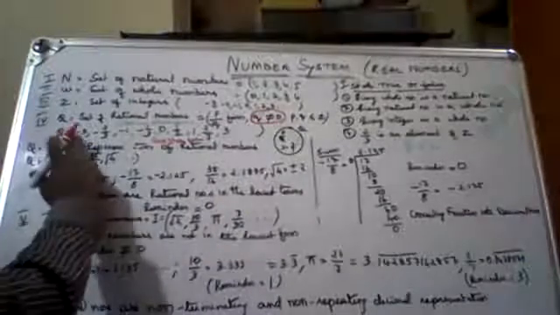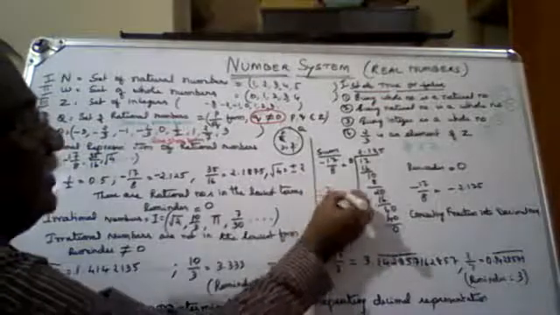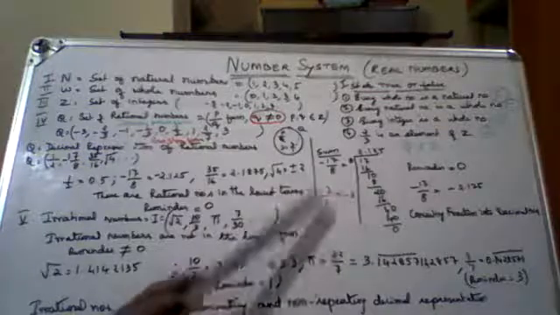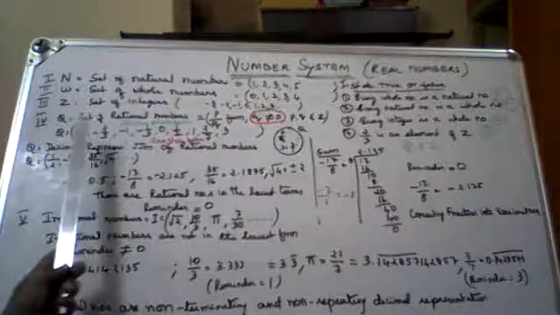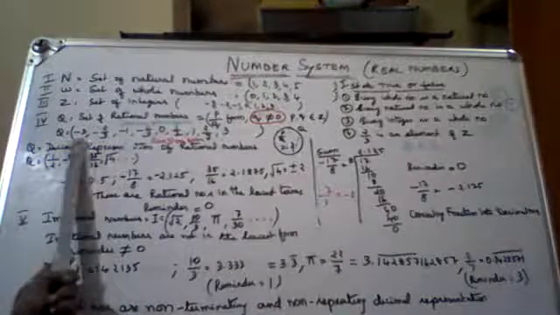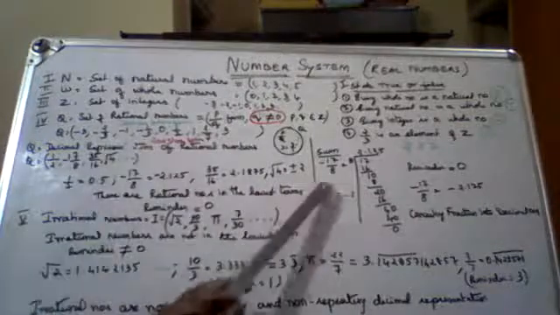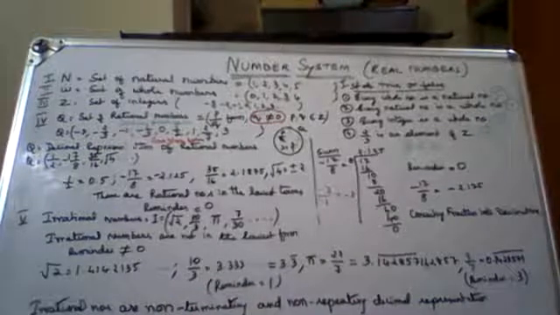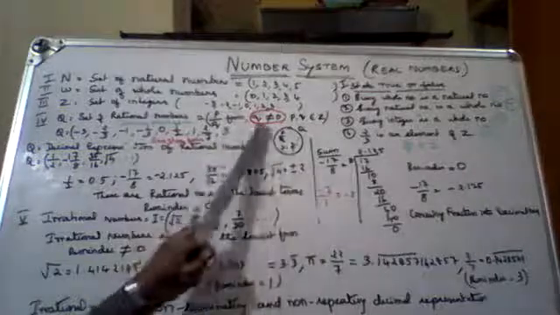See, minus 3 you can write as minus 3 by 1. Still it is minus 3. Anything which can be written in the form P by Q is called a rational number. You ask how minus 3 is a rational number. It is an integer, no doubt. Minus 3 you can write as minus 3 by 1, which is minus 3. But the denominator should not be 0.